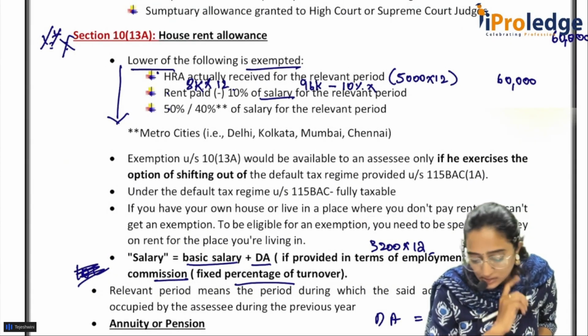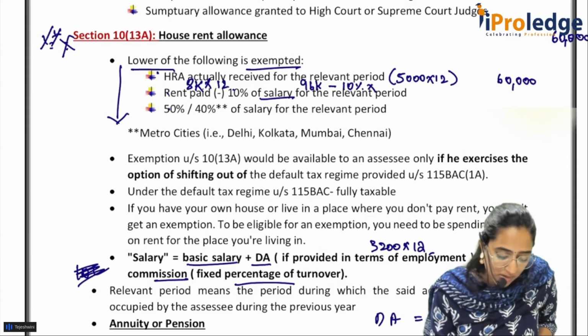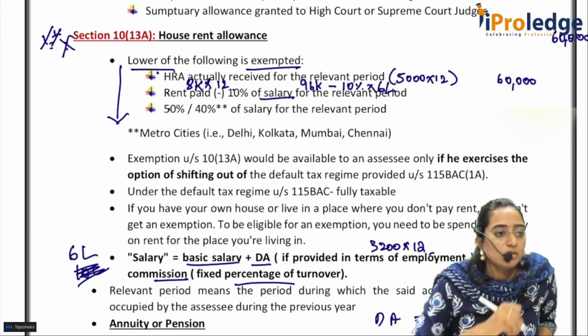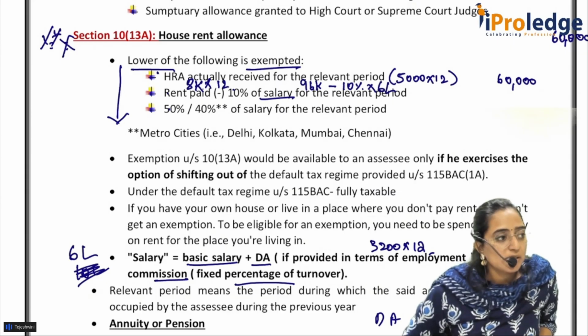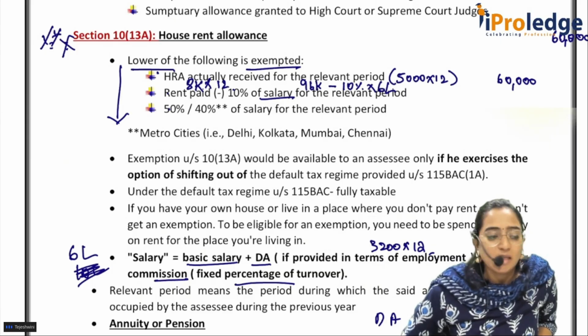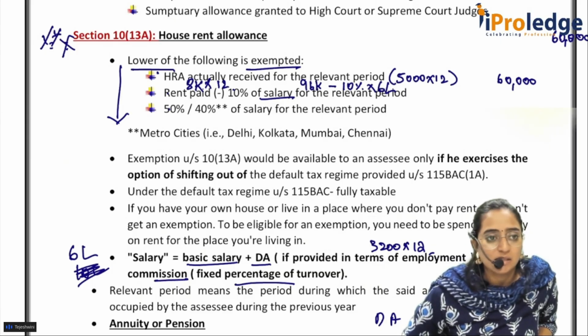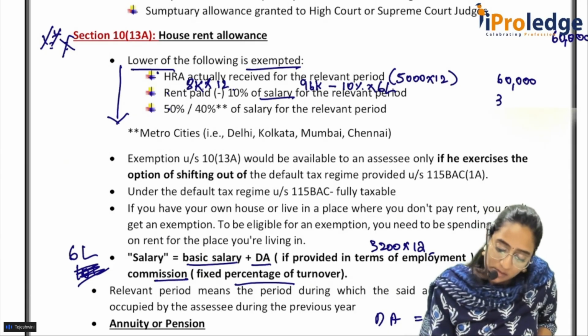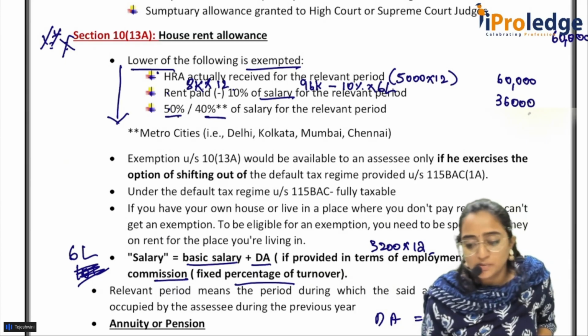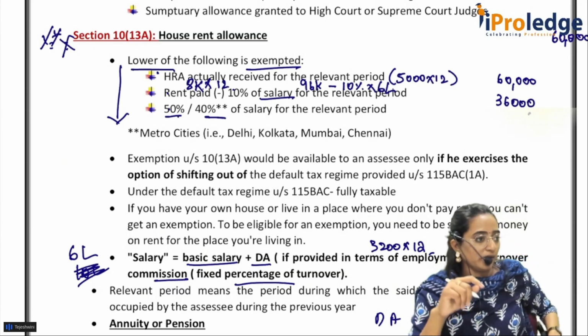No. We'll consider this total salary is coming up to 6 lakh. Now tell me what you will do. You will consider over here 10% of salary. So now tell me, 96,000 minus 10% of salary: 6 lakh multiplied by 10% is 60,000. 60,000 minus 96,000? 36,000. Now 50% of the 40% of the salary for the relevant period.